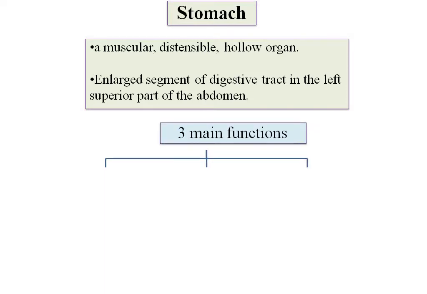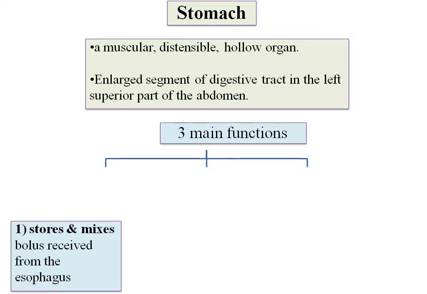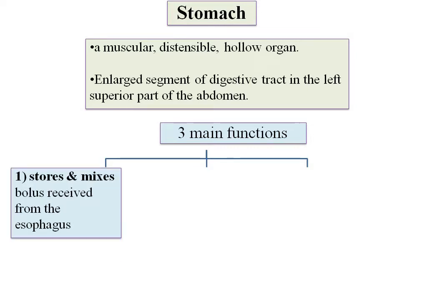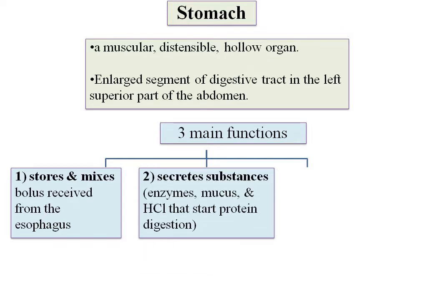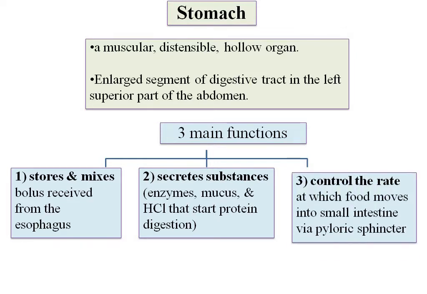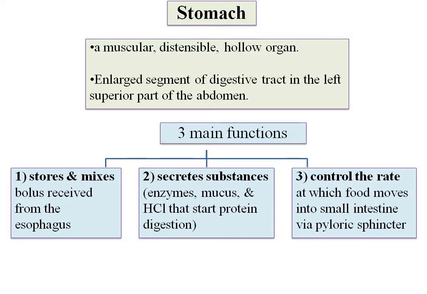It performs three main functions. It stores and mixes bolus received from the esophagus. It secretes substances like enzymes, mucus, and hydrochloric acid. We will study these substances and their functions in a while. It controls the rate at which food moves into the small intestine by pyloric sphincter.